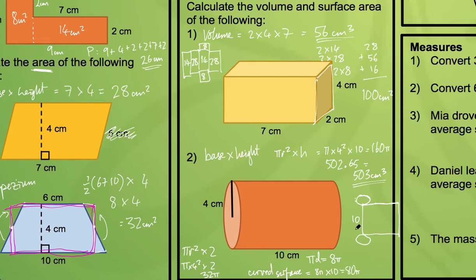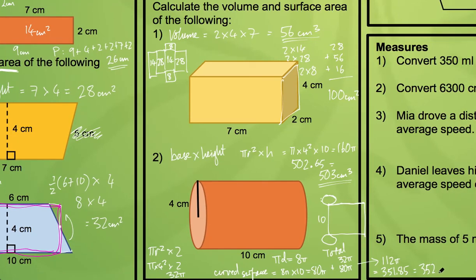So the whole area is the base and the top, 32 pi, plus the curved surface area, 80 pi. I'm going to run out of space here, I'm going to need to go into this bit. That is 112 pi, which I put into my calculator and get 351.85. So that's 352 to 3 significant figures, and that is centimeters squared because it's an area, surface area.